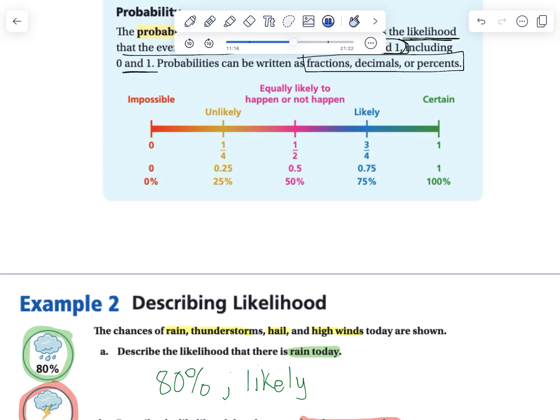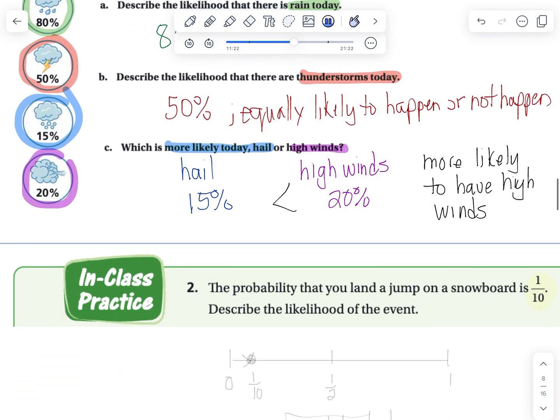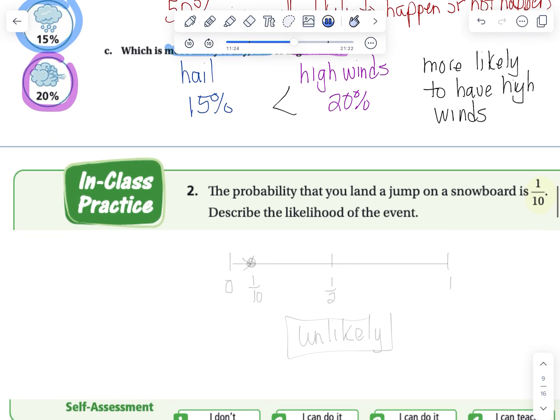So let's take a look at the in-class practice. The probability that you land a jump on a skateboard is the fraction 1/10. Describe the likelihood of this event.